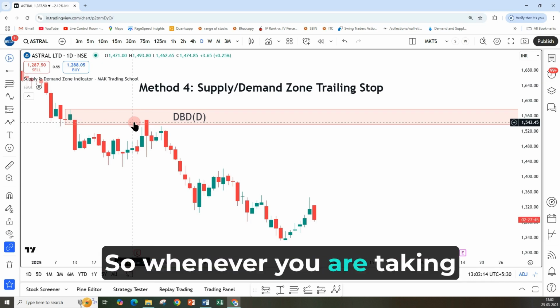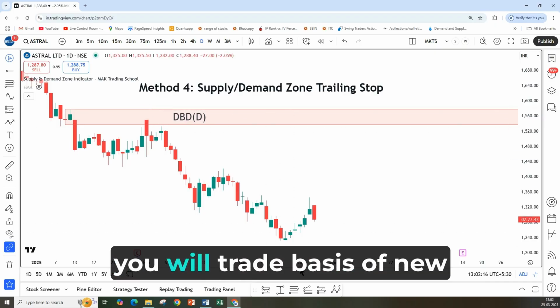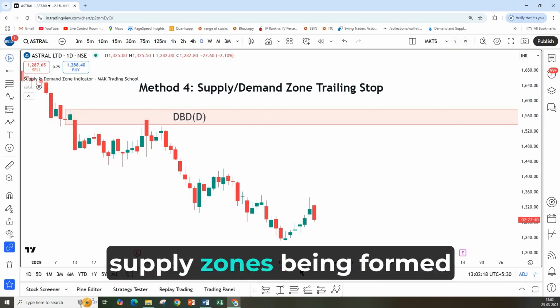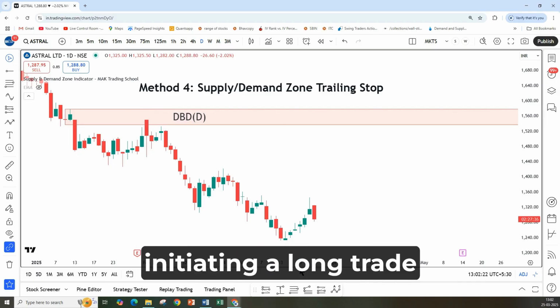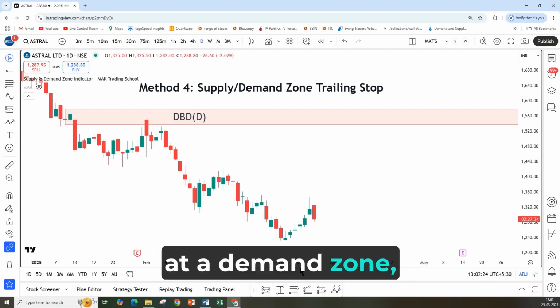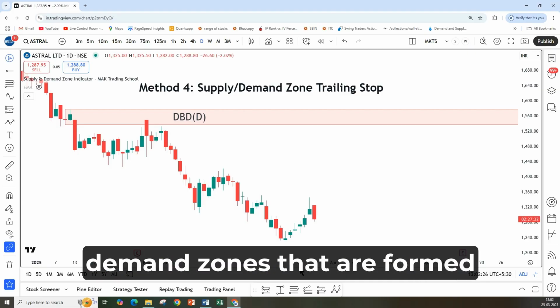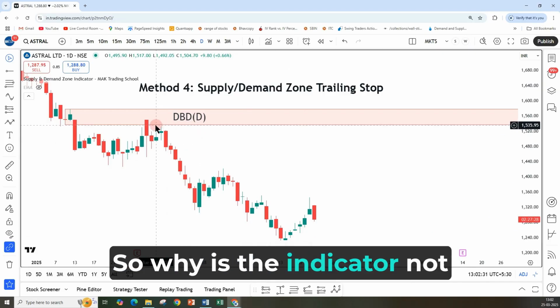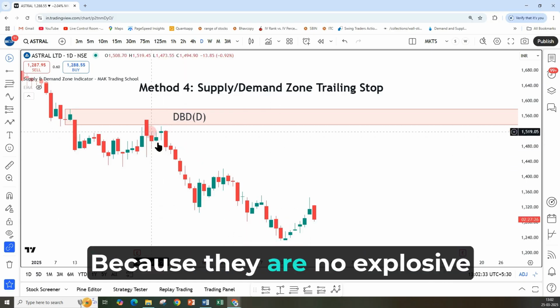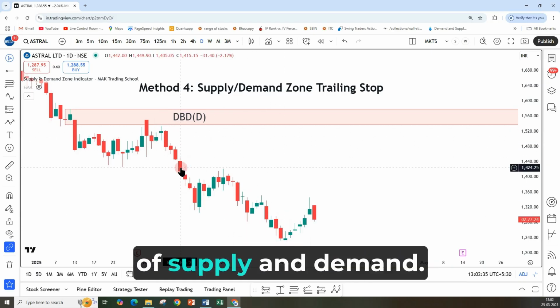So whenever you are taking a short trade, you will trade basis of new supply zones being formed on the way down. If you are initiating a long trade at a demand zone, you will trade based on new demand zones that are formed on the way up. So why is the indicator not picking any zones here? Because there are no explosive zones, but just pictures of supply and demand.